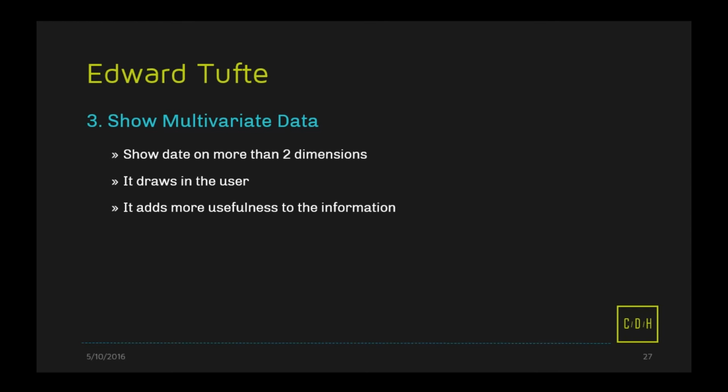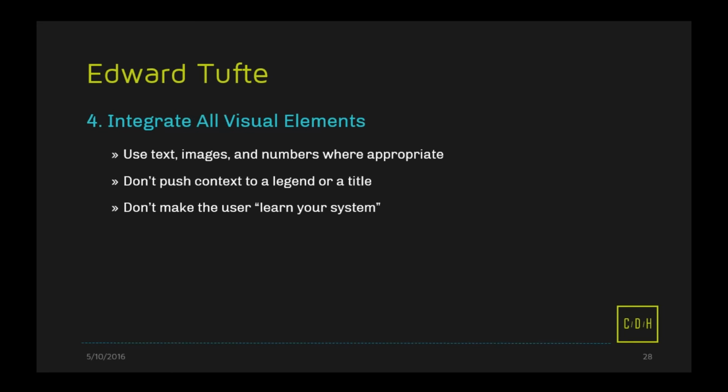Sometimes 3 dimensions can be hindering. Again, it can be distracting to the eye, and you can probably convey your point without it. But multivariate data does draw in the user, and it adds more usefulness to the information. Again, contextual, understand how your audience will use this information, and if it's applicable, go ahead.